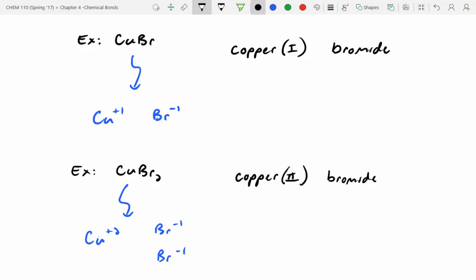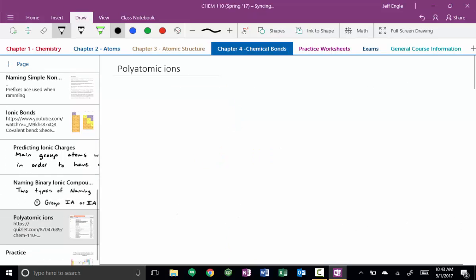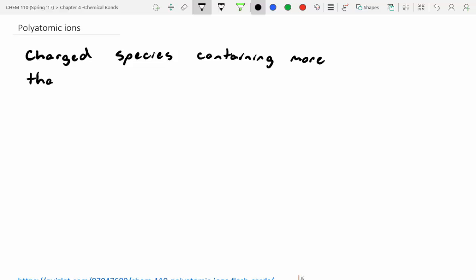All right. Just because this wasn't challenging enough, I have to throw a curveball at you. These are polyatomic ions. Polyatomic ions are kind of confusing, so we'll go through them a little bit slowly. They are a charged species containing more than one atom that is covalently bonded to another.